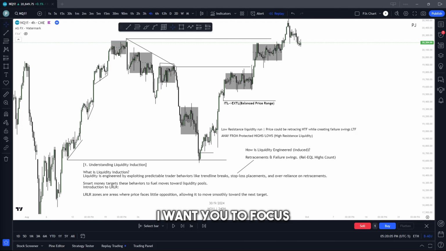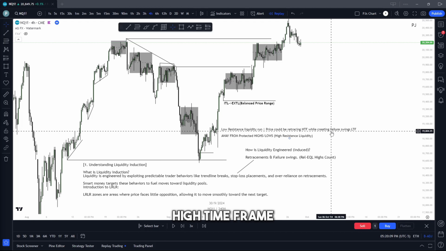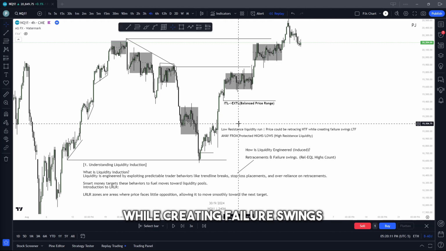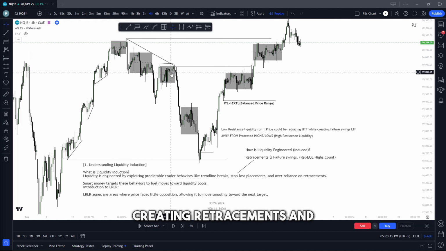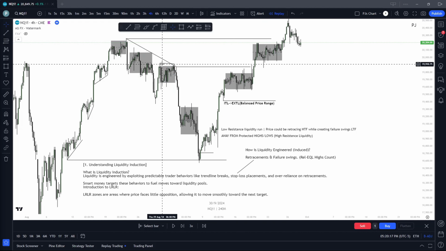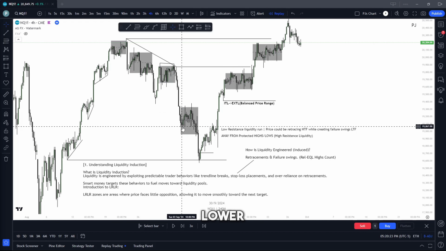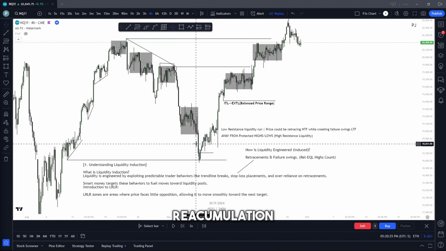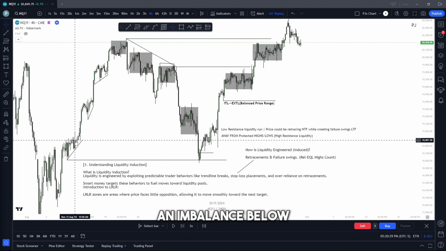I want you to focus where it says price could be retracing high time frame while creating failure swings low time frame. As we can see here, creating retracements and failure swings as well as relative equal highs. We can see that we have a big market structure shift lower, reaccumulation, and then a big shift lower into an imbalance below a key low.